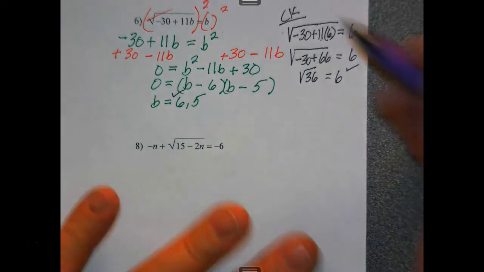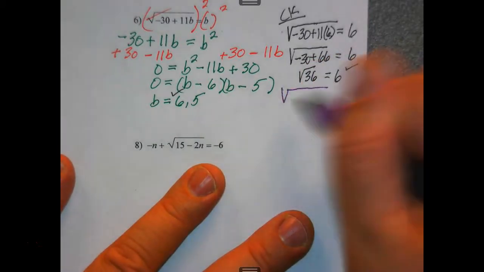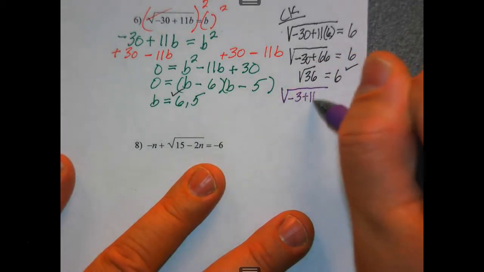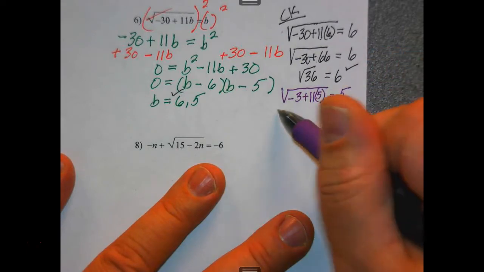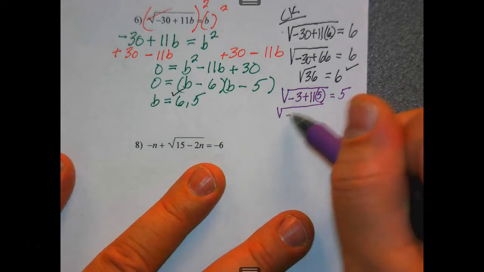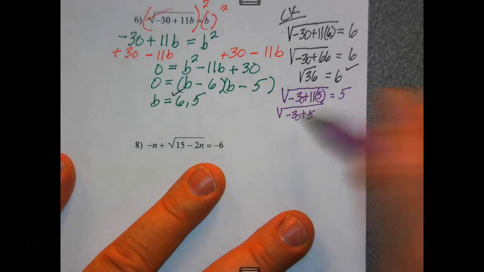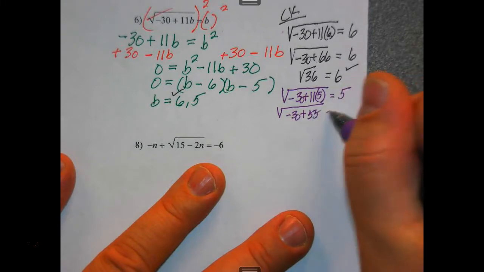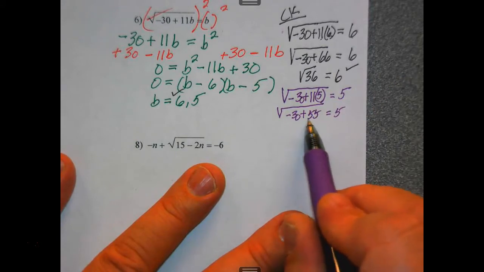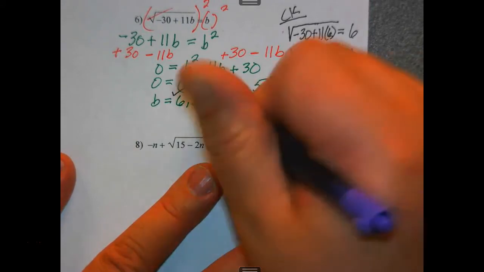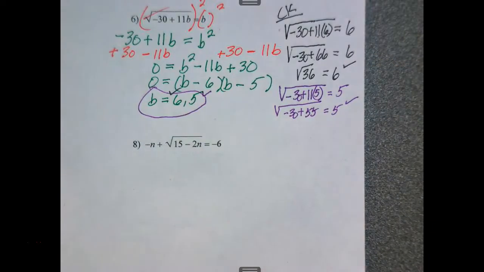So let's check 5. Does the square root of negative 30 plus 11 times 5 equal 5? I'm sorry, that should be 30. Negative 30 plus 55, does that equal 5? Negative 30 plus 55 is 25. Square root of 25 is 5. Wonderful, that works. So these check out. No extraneous solutions.